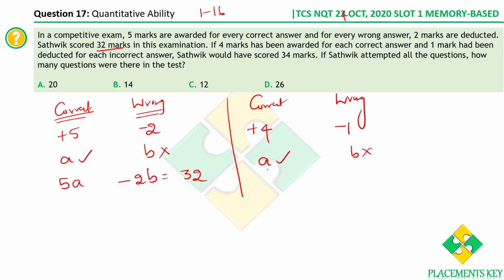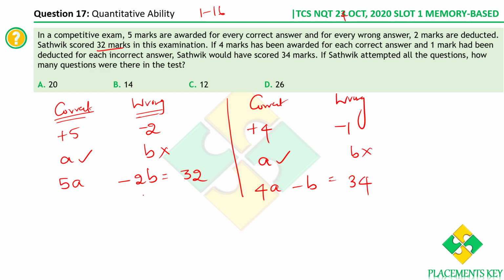So for each correct answer +4, he gets 4A, and for each incorrect answer a penalty of -1, so -1 into B, minus B. This is equal to 34. So how shall we go about it? We can either follow the substitution method or the elimination method, because you have two equations and two variables.